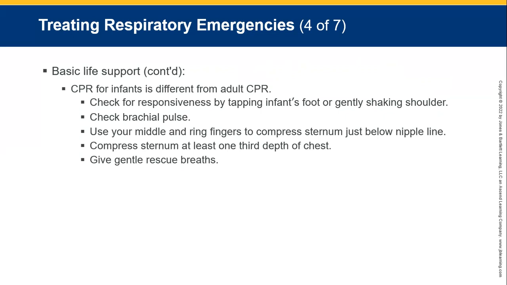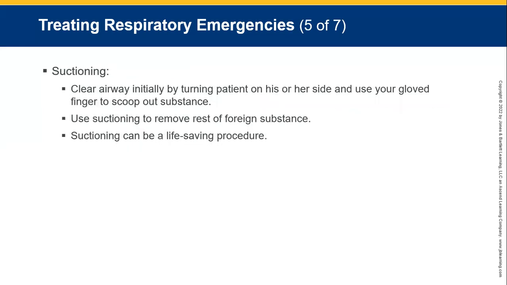Ventilations are maximum 1 second long. Wait for the chest wall to rise and fall before you give the second one. Always remember, when suctioning, be very careful. Initially turn the patient on his or her side, and using your gloved fingers, scoop out any substances, saliva, spit, or vomit. Using a suction, remove the rest of the foreign substance. Suctioning can be a life-saving procedure.